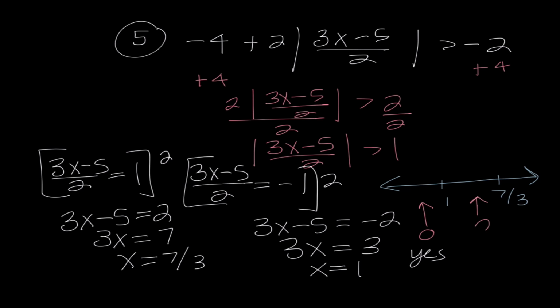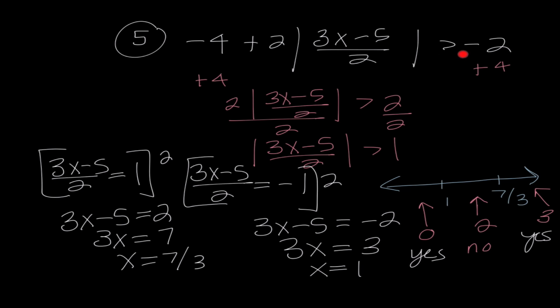In between would be something like 2. If I put 2 in, I would get 6 minus 5, which is 1, and then that over 2. 1/2 is greater than 1, and that would be a no. To the right, let's try something like 3. If I put 3 in, I get 9 minus 5, which is 4. 4 over 2 is 2. 2 is greater than 1, so I'm going to say yes.